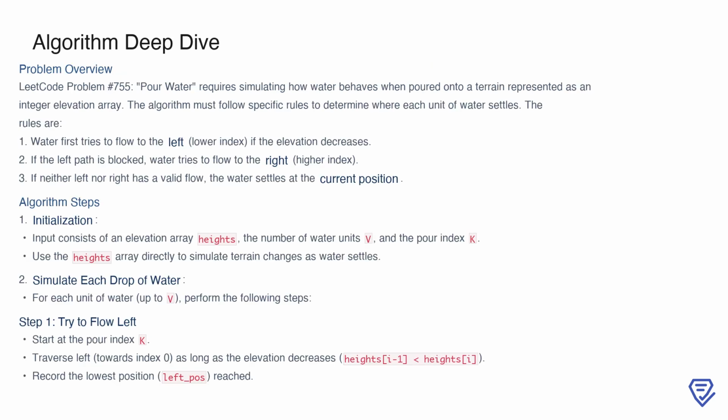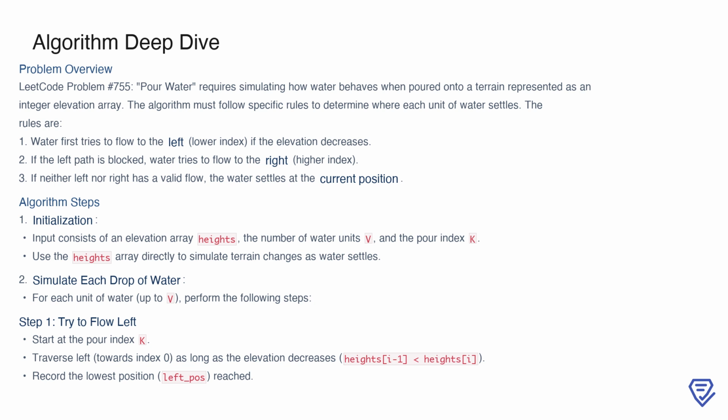In this problem, we are tasked with simulating how water behaves when poured onto a terrain represented by an array of elevations. Think of the terrain as a series of columns, and our goal is to determine how the water moves and settles based on 3 specific rules. First, water always tries to flow to the left, moving toward lower elevations as long as the terrain allows. If leftward movement is blocked, the water then tries to flow to the right, again seeking lower elevations. If neither direction offers a valid path, the water settles at the current position.